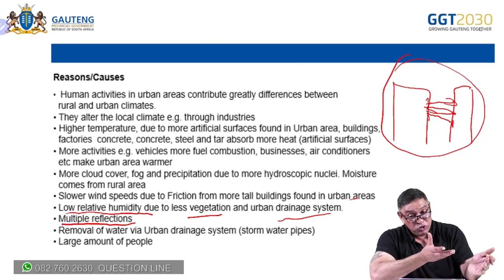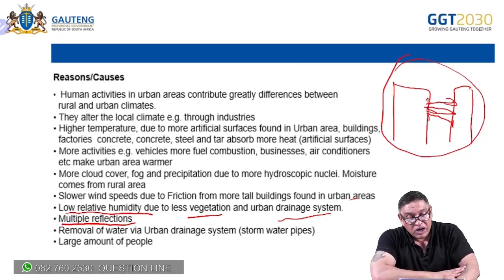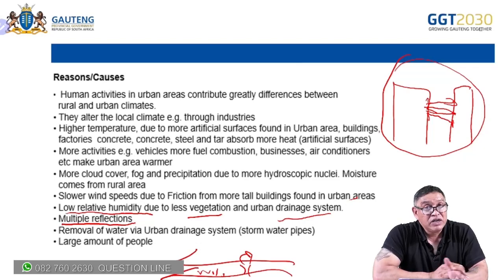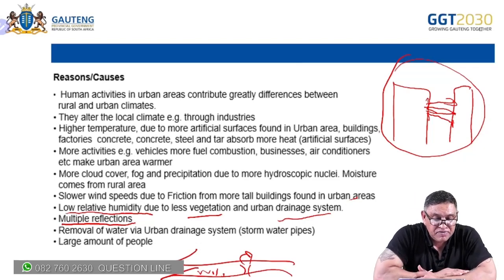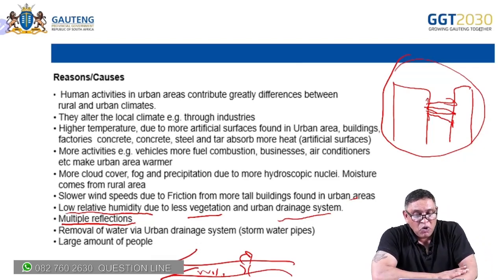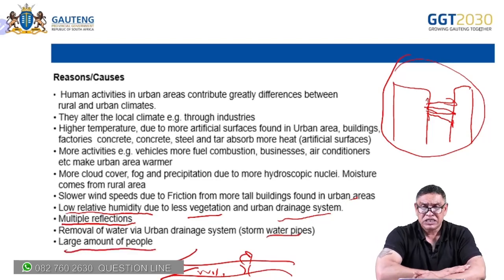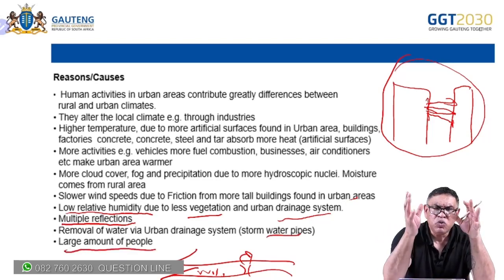Okay, do we get this in the rural area? We've got our little trees again, and our vegetation, and the wind moves more freely, and therefore the heat is not trapped by multiple reflections.